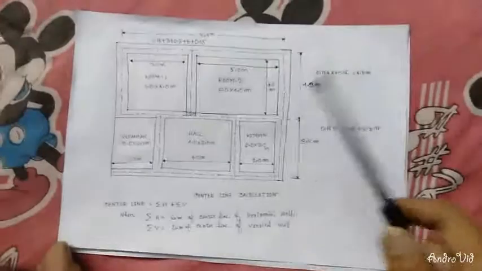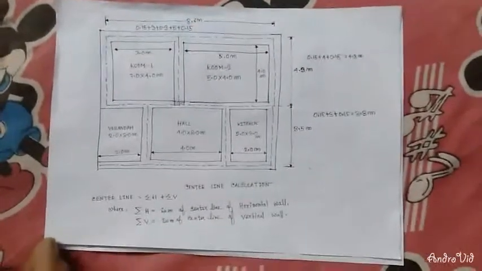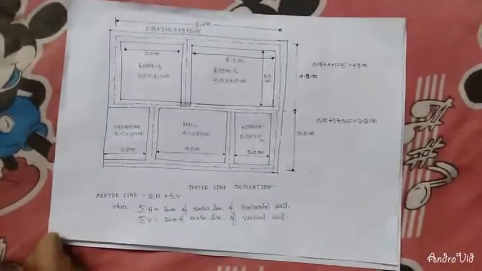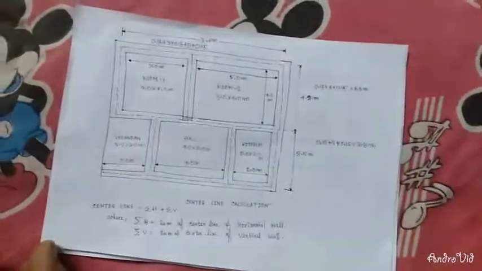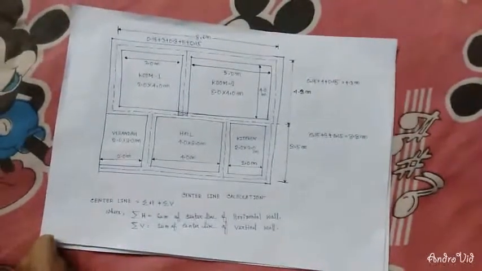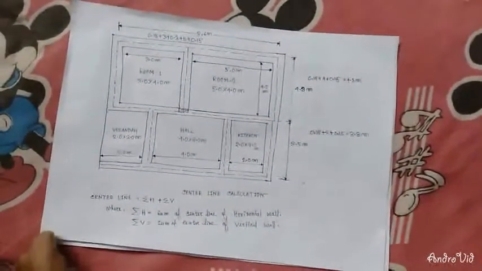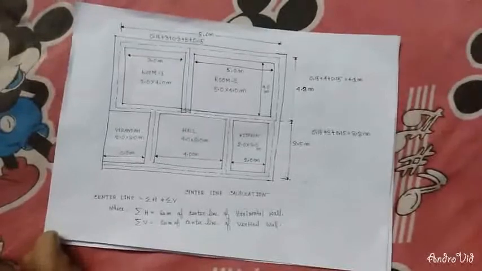So in our first part we have three vertical walls, and the length on this side is 4.3 meter. So the summation of vertical walls for the first part is 3 into 4.3, so that will be 12.9 meter.